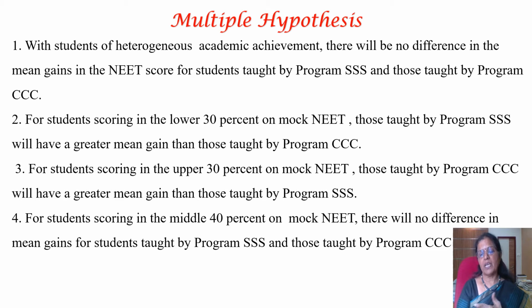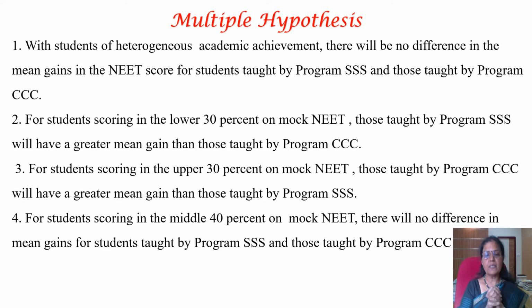Now, after the coaching, say for a period of 3 months, it's over. Now give them another mock test for both students taught by SSS and by students taught by CCC. Now assess them, and now the hypothesis, the second hypothesis we are going to set is, for those students scoring the lower 30% on the mock NET, the program SSS will have more greater mean gain. That is, those persons who are getting in the lower rank, the lower 30% of the students will gain more by the program taught by the same subject teacher of the same school. So that is what our second hypothesis is.